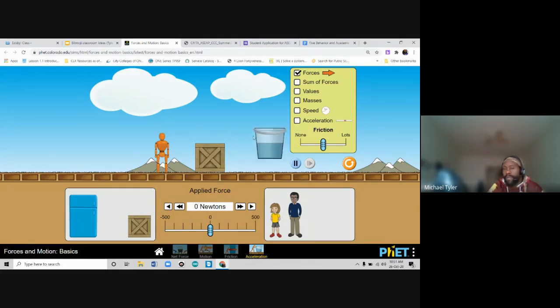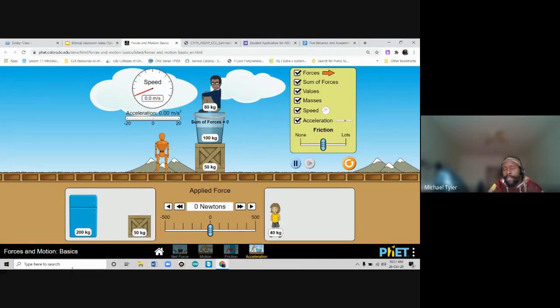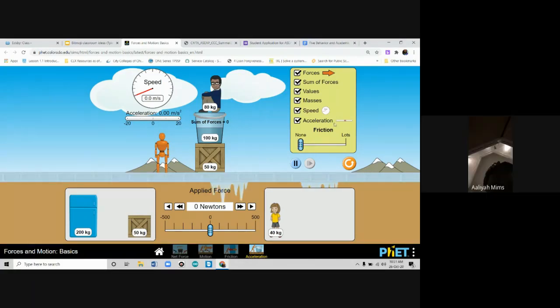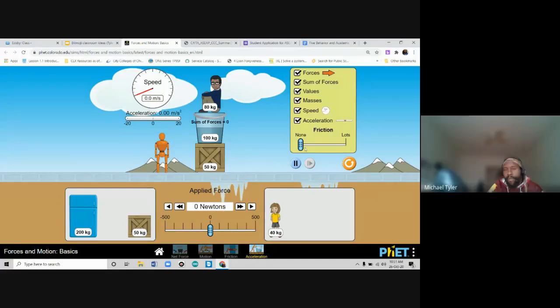So I'm going to put a bucket of water up here. I'm going to grab this man here, and I'm going to turn on all of these metrics so I can see what's happening. Make sure you do the same. All right, so you should have all those things turned on. You want to adjust it where you have little to no friction, which is ice. And then next, you got to start applying some force. And that's in newtons here, as you can see.